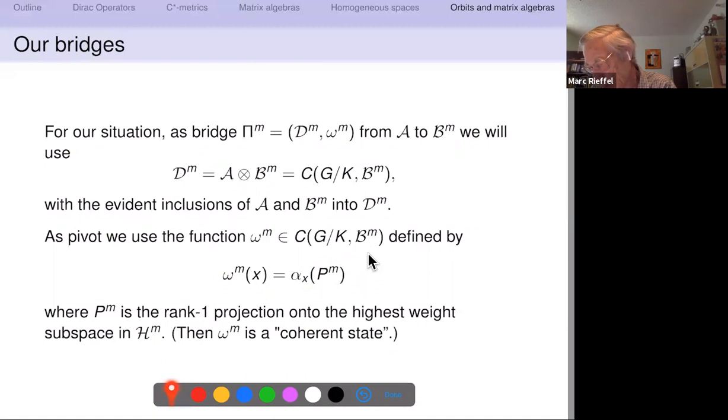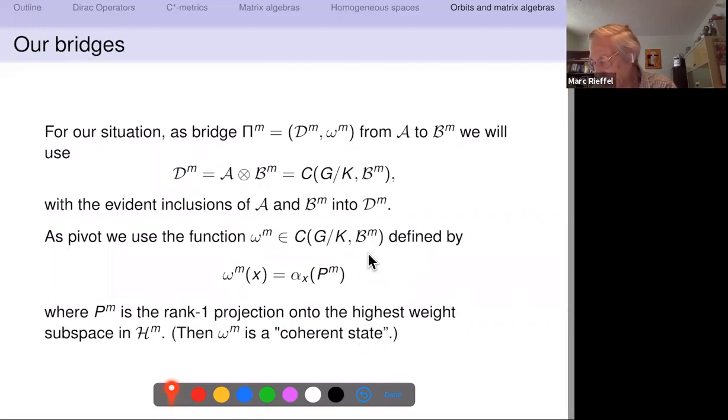So x is an element, and this is going to be a function on G mod K, but define it at first as a function on G, and then see that it drops down. So what we have to look at is that P^m is the rank 1 projection onto the highest weight subspace of H^m. So this is the one-dimensional subspace that's spanned by that xi_diamond that I had before. And this function in other contexts is a familiar function. It's what is called a coherent state. And a coherent state really isn't a single state. It's a family of states.